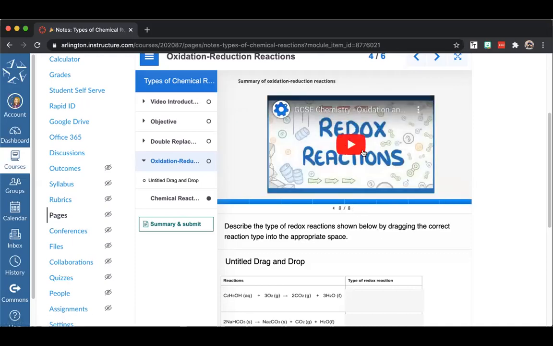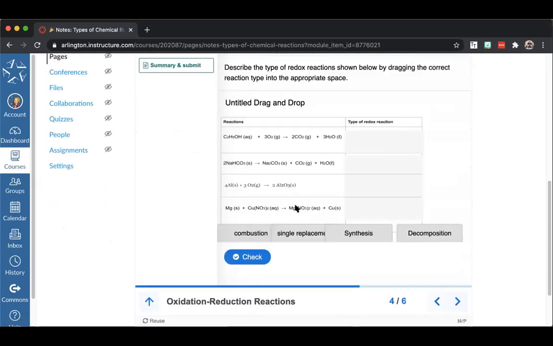And so the last page just has a little summary video if you want to watch that. It kind of summarizes the redox reactions in general. But then you're doing down here what you did on the other one. So there's some different ones. You're going to tell me which type of redox is it, which of the 4 that are in here. And again, make sure you're looking at your patterns that you saw up in the notes presentation.